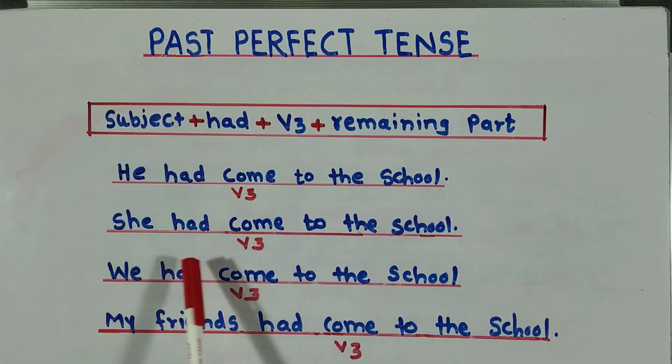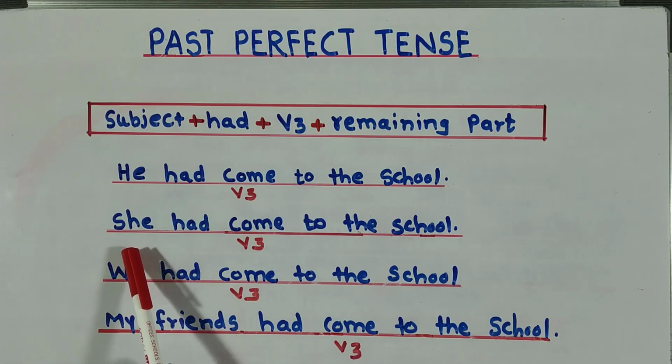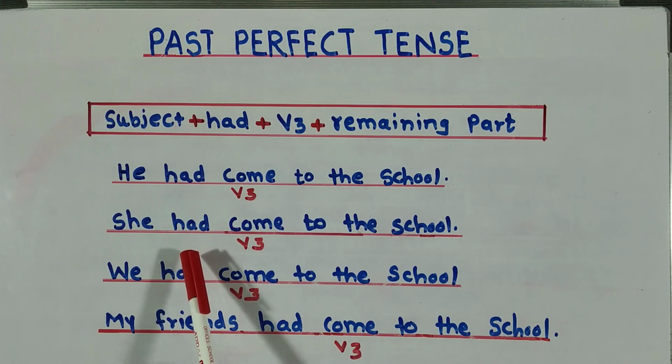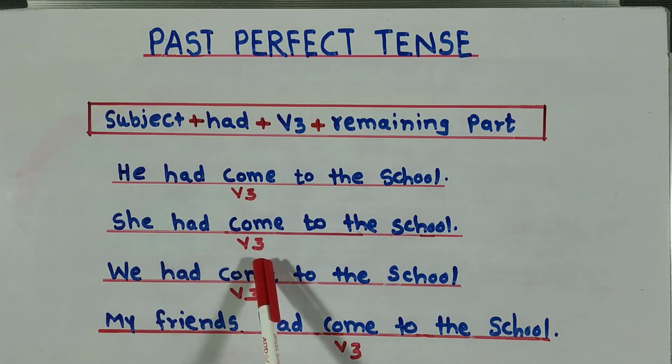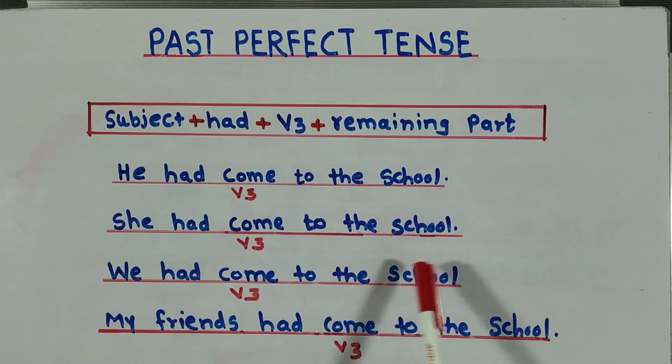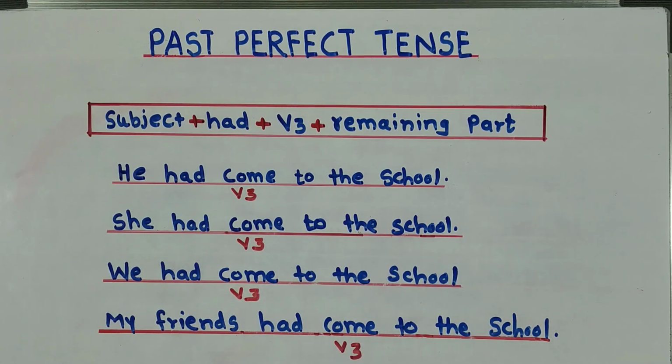Next example. She had come to the school. In this example also we have made use of the subject in the beginning of the sentence. Then we have put word had. Then word come is the V3 in the sentence. And then remaining part of the sentence is put, that is to the school. Next example. We had come to the school. Here also you can notice the use of the structure. Here we have made use of we in the beginning of the sentence, and that is the subject in the sentence. Then word had is put. Then V3 is put. Word come is the V3 in the sentence. And then remaining part of the sentence is put, that is to the school.